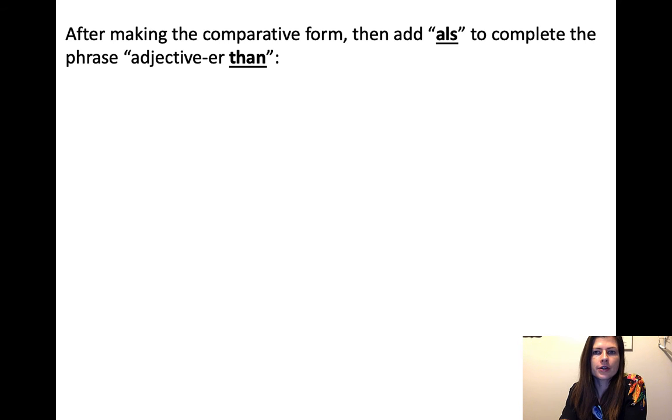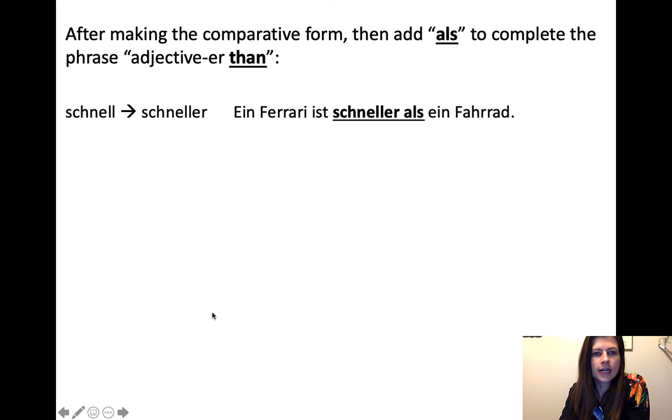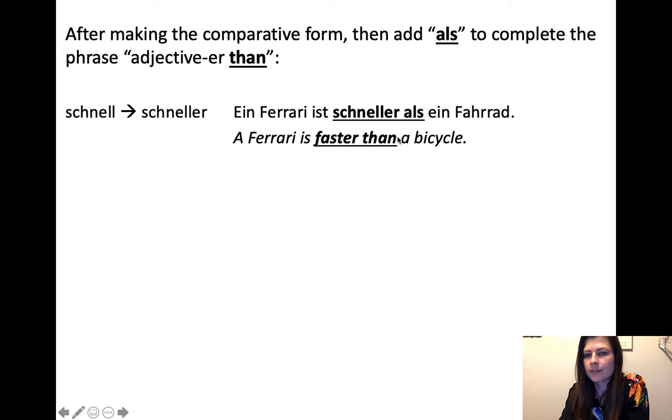Okay. So, and then when you've got your comparative form, you need to add als if you want to say than. So, schnell, schneller. Ein Ferrari ist schneller als ein Fahrrad. A Ferrari is faster than a bicycle. So, als means different things depending on the context, but if it's after comparative, it means than. A Ferrari is faster than a bicycle. Ein Ferrari ist schneller als.